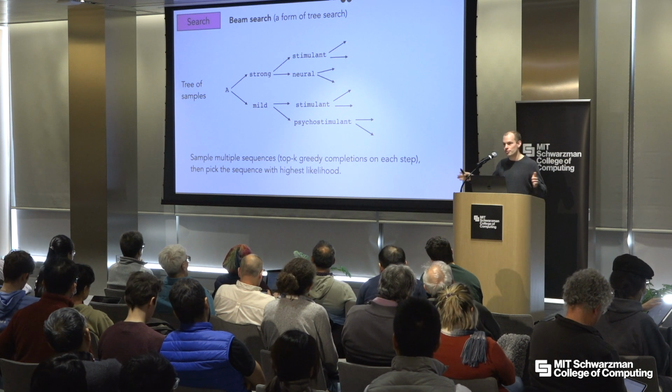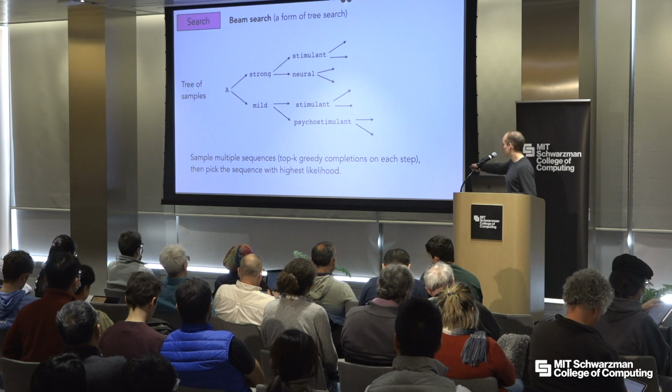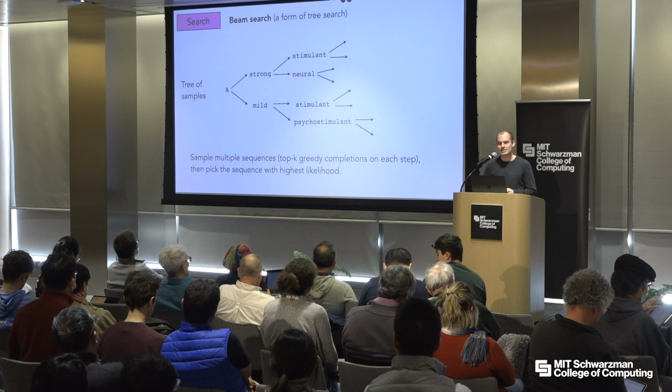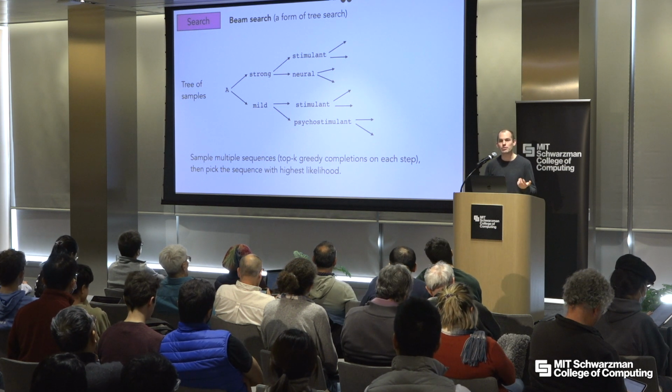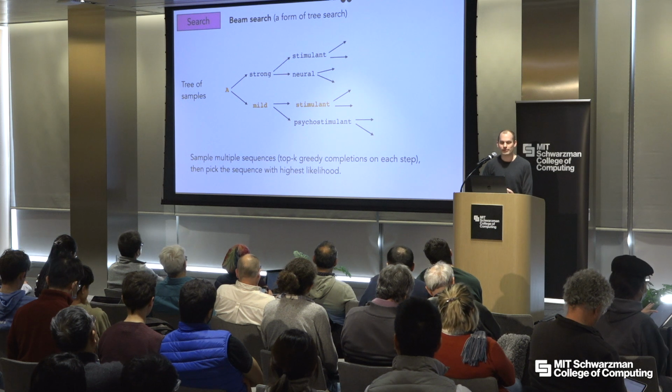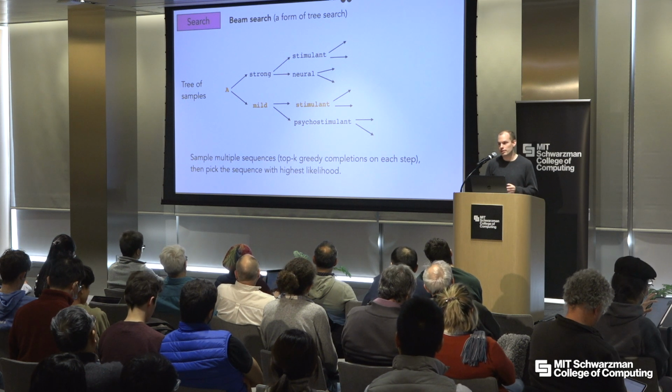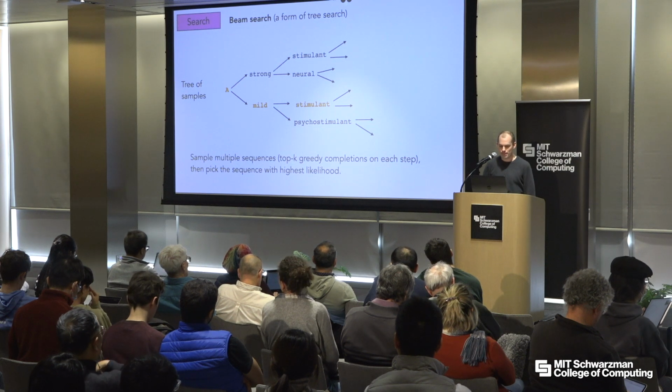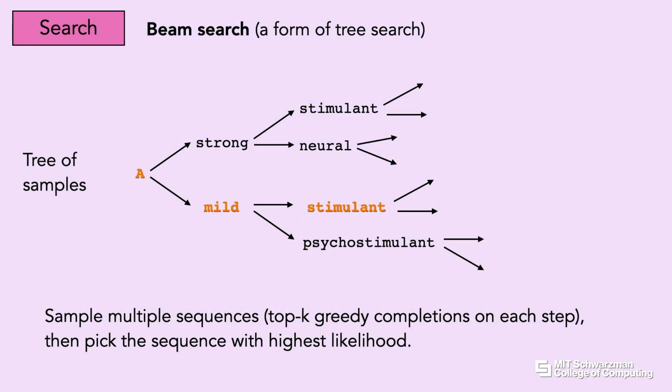And then once I've expanded the tree to some depth, I can look at which path through the tree has the highest probability according to the probability model. That's kind of like Deep Blue looking through the game tree and saying which path through the tree led to me winning. In this case, mild stimulant was the best one. So, sample multiple sequences and pick the sequence with highest likelihood at the end, and sample them in this tree-structured fashion, expanding the tree only on the high likelihood paths.